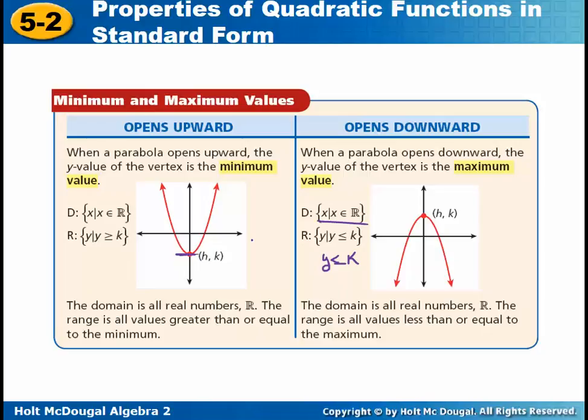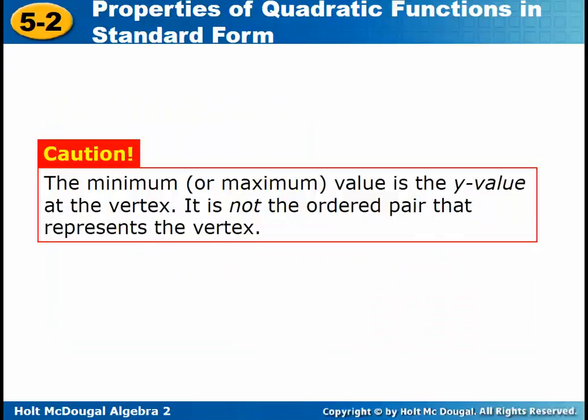So in the first example, this is a minimum point. In the second example, this is a maximum point. You need to know your minimum and maximum a lot of times in problems. The minimum or maximum is the y value of the vertex. It's not the vertex itself, just the y value.